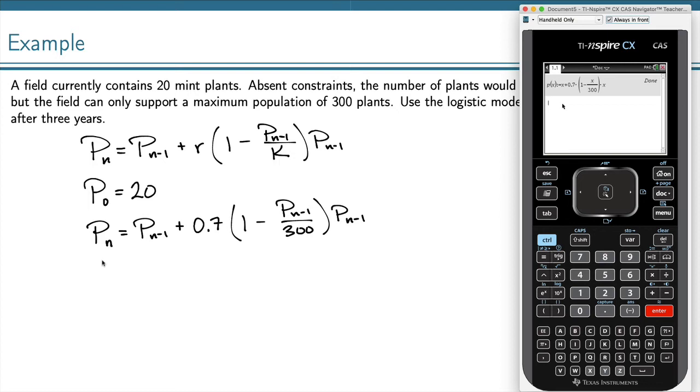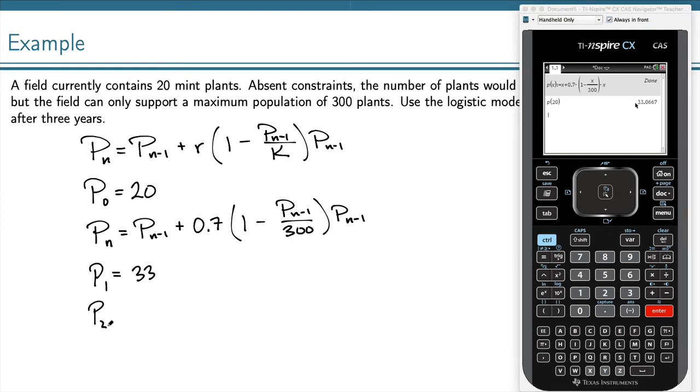So now to get P1, I'm going to plug in my previous population, which is 20. So I do P of 20. Hit enter, and it tells me my population. I'll round this to the nearest whole number because we're talking about number of mint plants, which has to be a whole number. So that's 33.